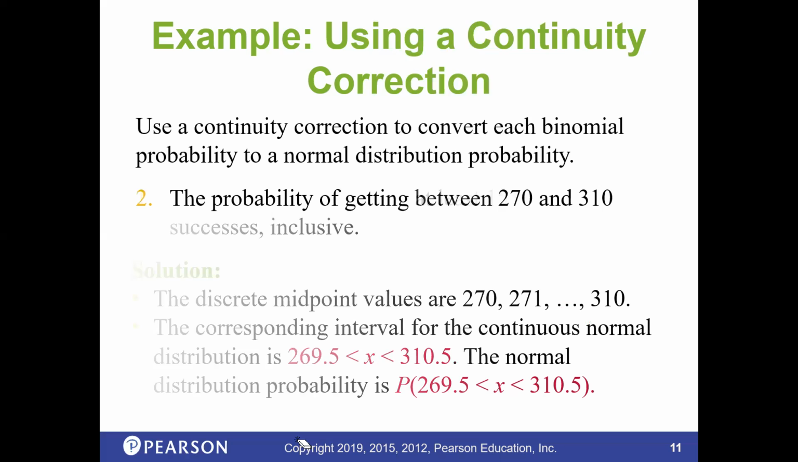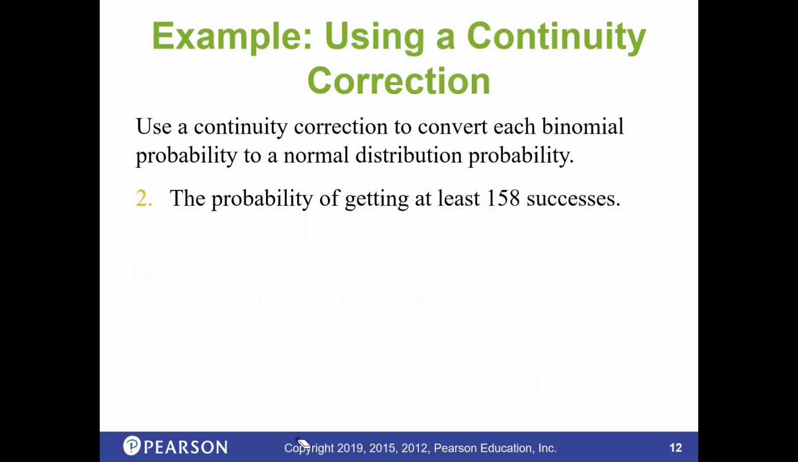Okay, next one. Very similar here. How about this? What's the probability of getting at least 158 successes? So 158 heads on a coin toss. Probability of getting 158 answered phone calls, 158 sales using a certain script.